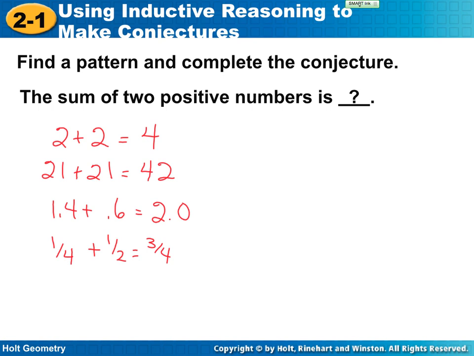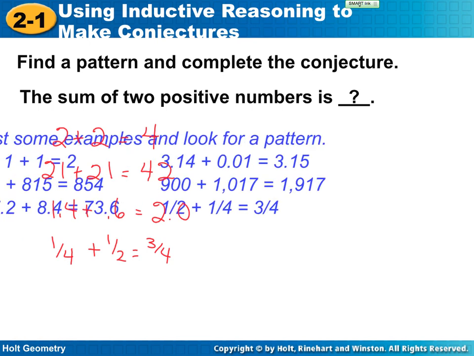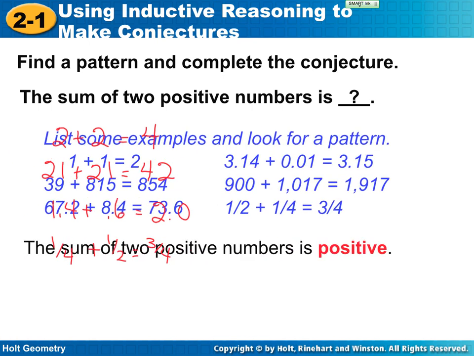Okay, how would we fill in this sentence? The sum of two positive numbers is... is it even? Is it odd? Positive? Is it negative? I think positive. You got some other examples there. The sum of two positive numbers is positive. There's just a variety of the types of answers you would get.